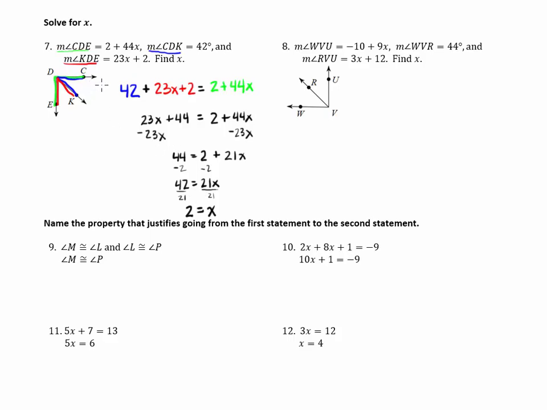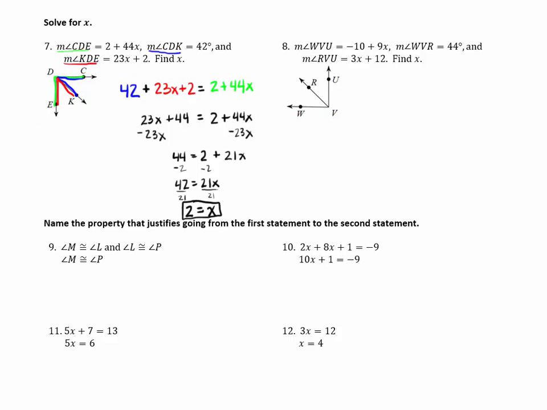And we could double check that if we wanted to. We could plug 2 in for the green one. So 2 times 44 is 88, plus 2 is 90. So the big angle is 90. So the other two should add up to 90. This one is 42, so for the red one, if it adds to 42 to make 90, it's got to be 48. If we plug in 2 for 23x, 23 times 2 is 46, 46 plus 2 is 48. So 48 plus 42 does equal 90. This is the correct answer.